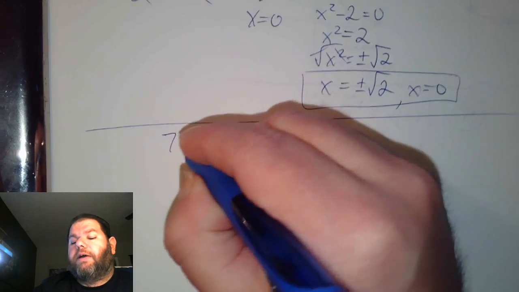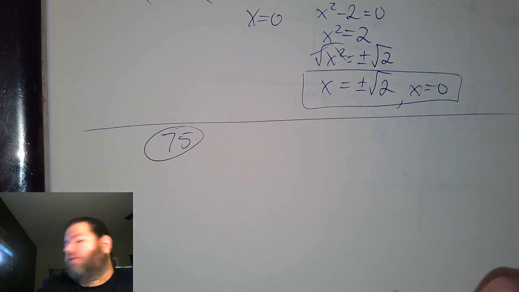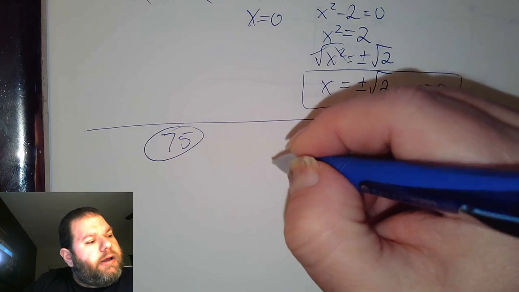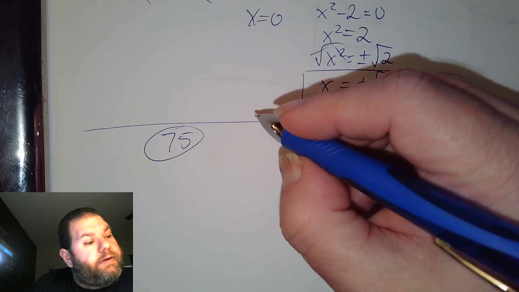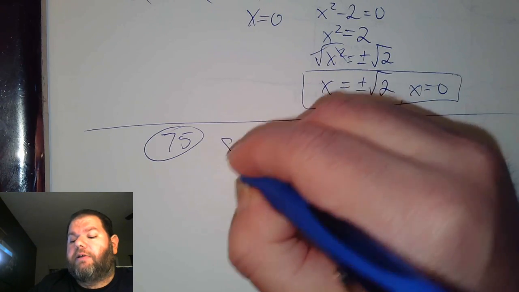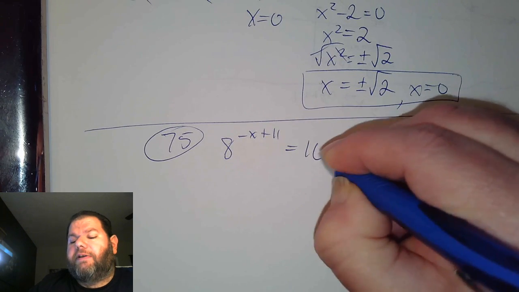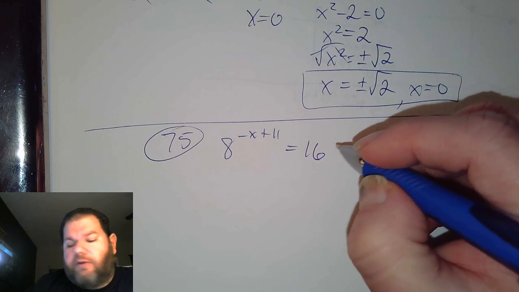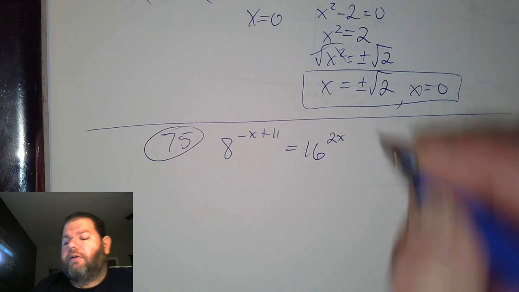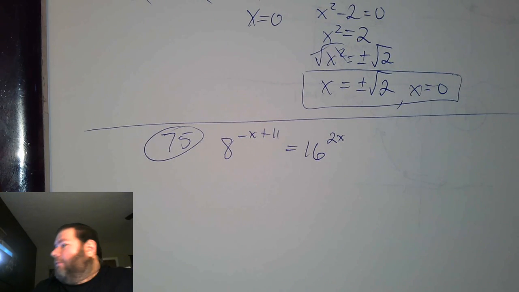Now 75, that's the other one that Joel requested. We have 8 to the negative x plus 11 equals 16 to the 2x. Now, similar to the previous problem, we want to get the same base on both sides.